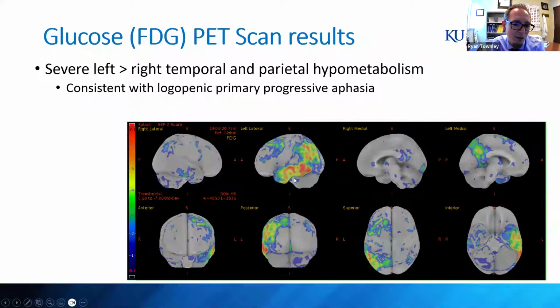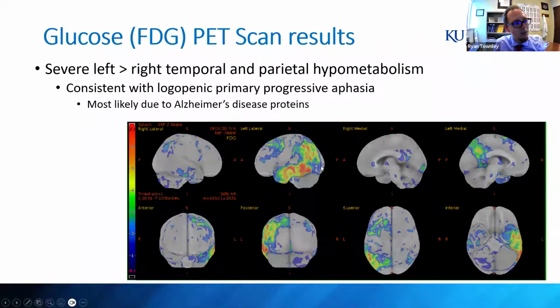And so we're seeing a lot of red here on the left side, almost like a Nike swoosh, right? This sort of pattern we see here is basically overlapping with the language network, and is why she's having so many difficulties with language symptoms. And when this back part of the brain, much more than the front, is involved, that's highly consistent with what we see in Alzheimer's disease.